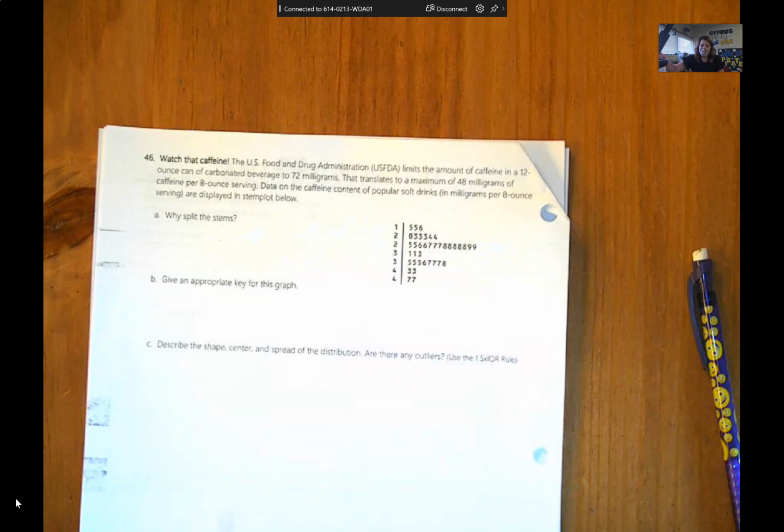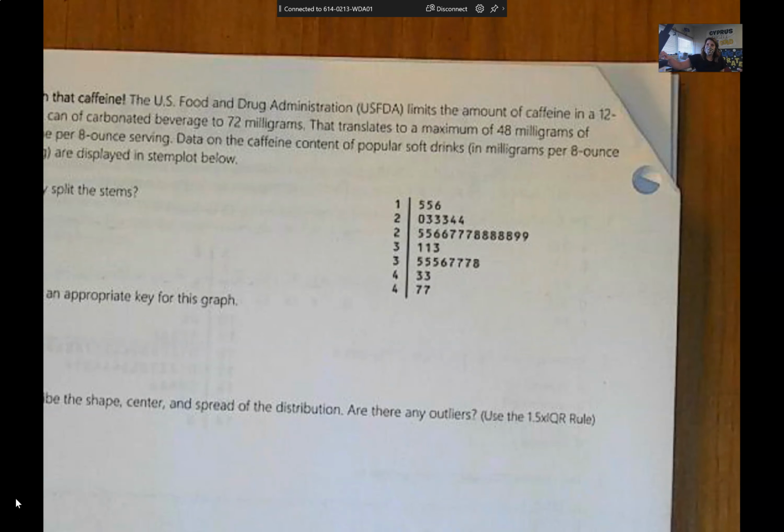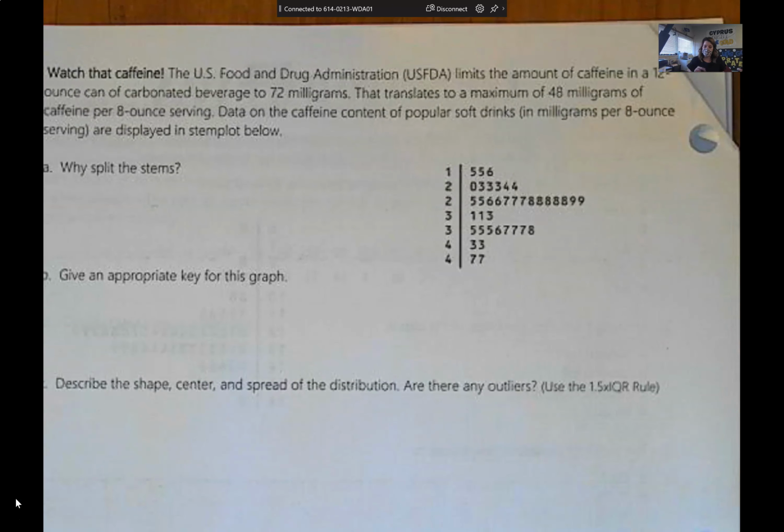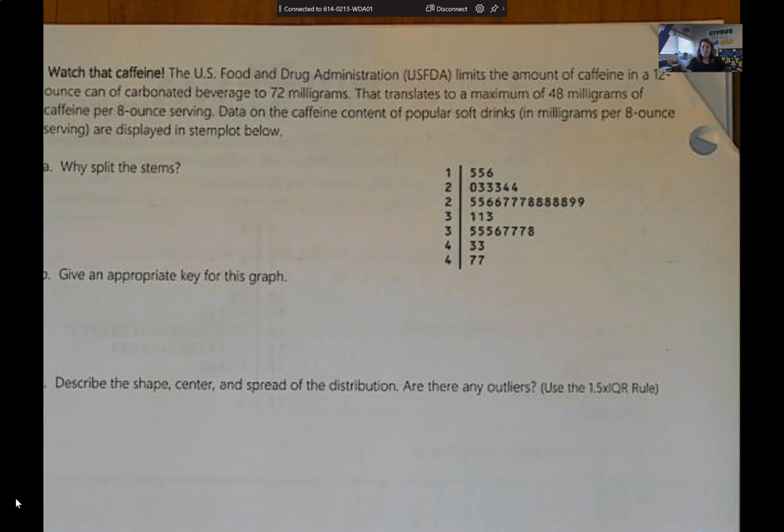So this problem is about the caffeine content in carbonated beverages. The U.S. Food and Drug Administration limits the amount of caffeine in a 12-ounce can of carbonated beverage to 72 milligrams. For an 8-ounce beverage, that translates to 48 milligrams. Data on the caffeine content of popular soft drinks in milligrams per 8-ounce serving are displayed in the stem plot.